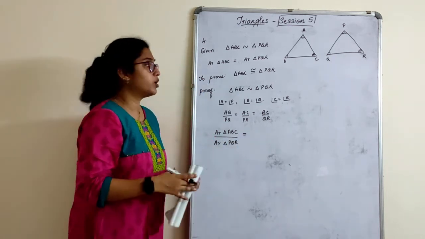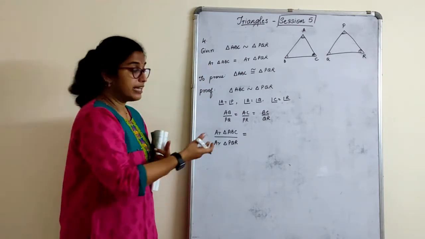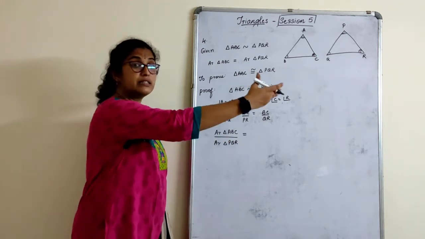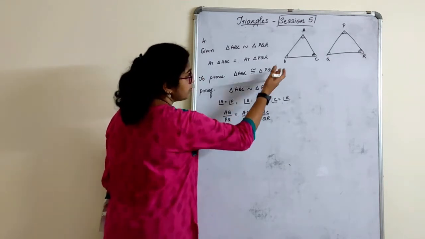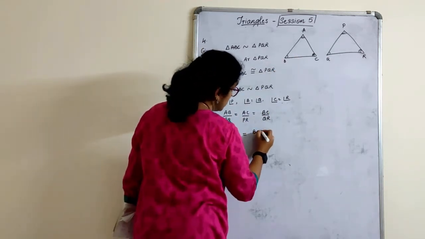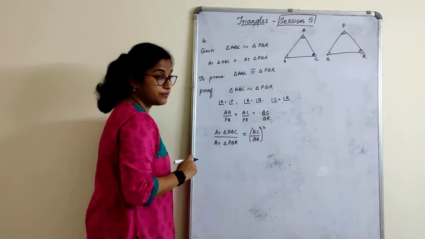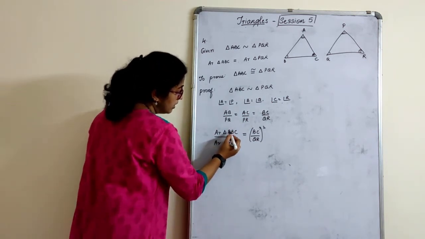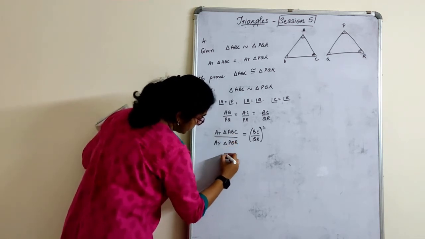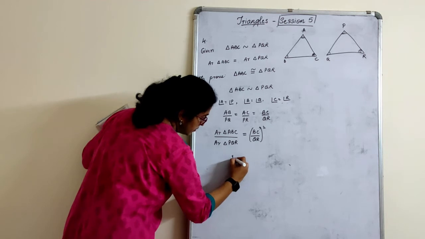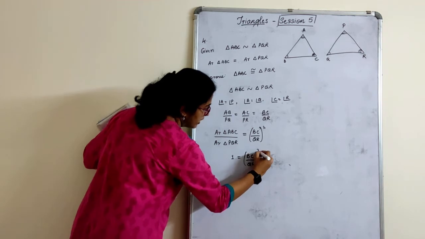Let's use all the things we know from area and similarity part. First, similar triangles have it. Now the ratio of the area of two similar triangles is the ratio of the squares of the corresponding sides. Any corresponding sides you can choose here. Let us choose the base BC upon QR whole square. Now this area is equal to this area. So can I say that is equal to 1, shall I write here? 1 is equal to BC upon QR whole square.